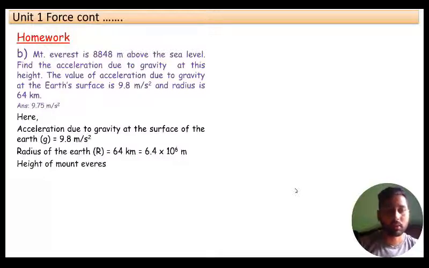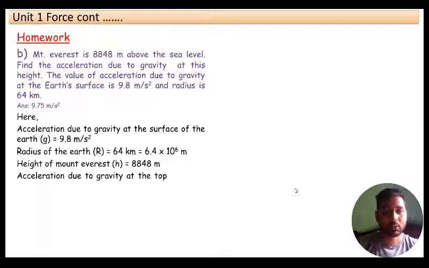Height of Mount Everest is equal to 8,848 meter. Acceleration due to gravity at the top of Mount Everest, g prime, is equal to what?